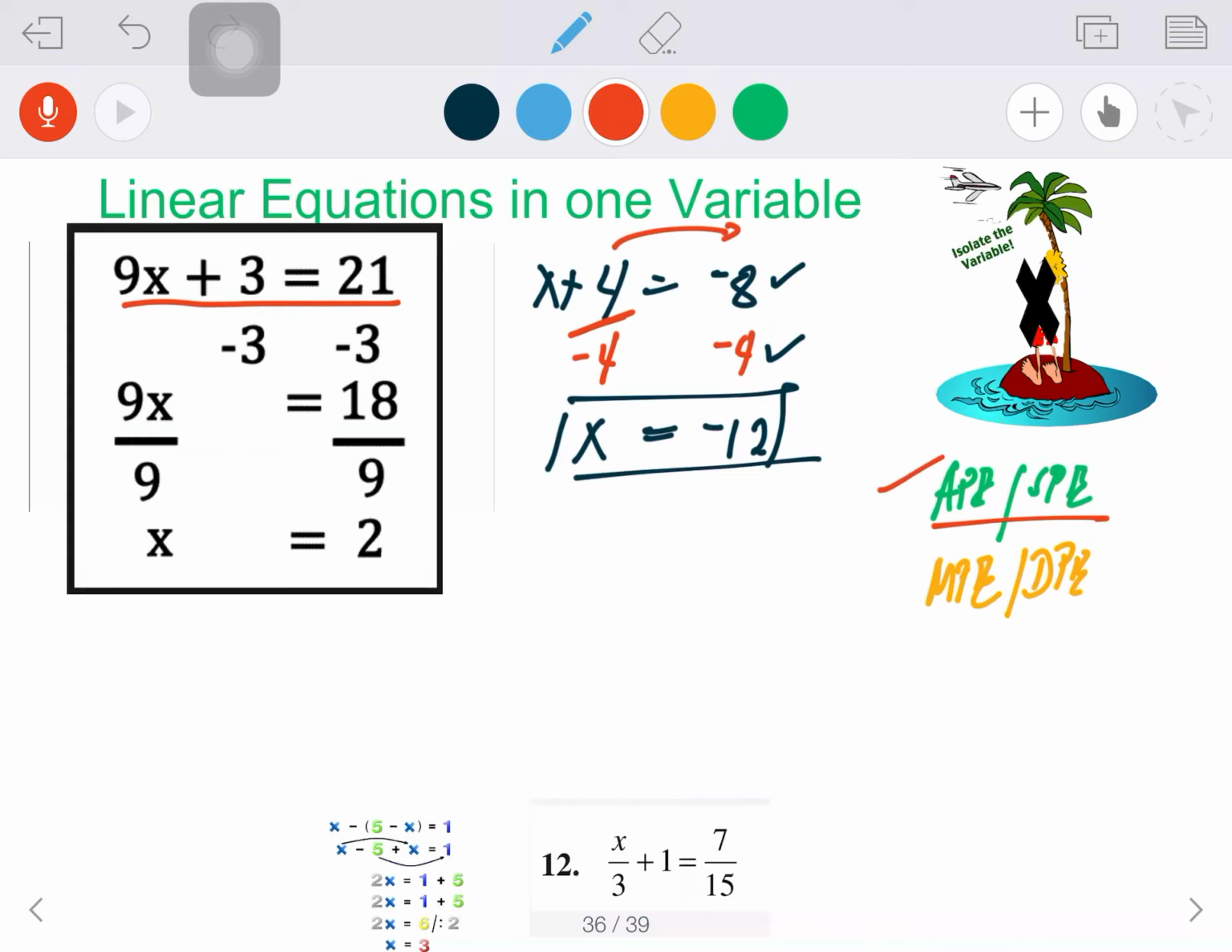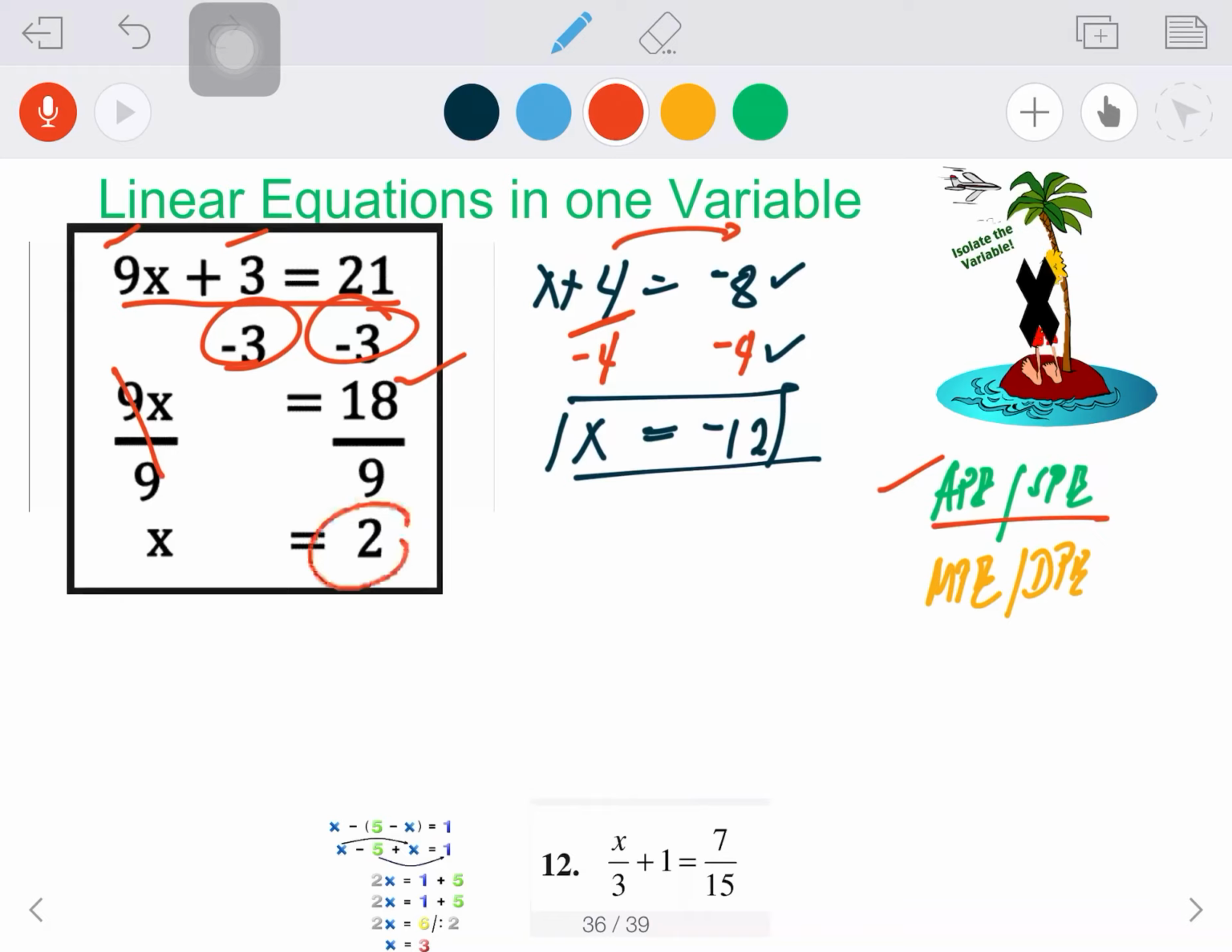So here you have 9 times x and a plus 3, so you should first subtract 3. All right, so here 21 minus 3 becomes 18, and last to go is the division by 9 to cancel it, so x is equal to 2.